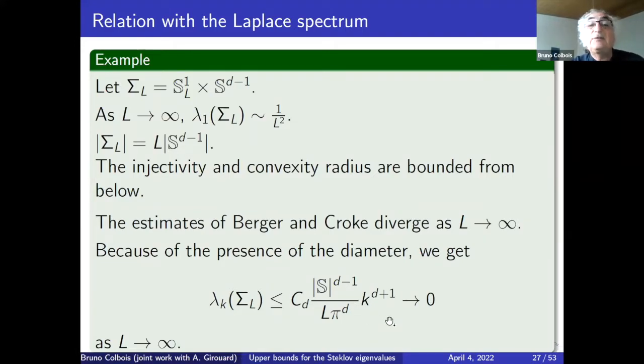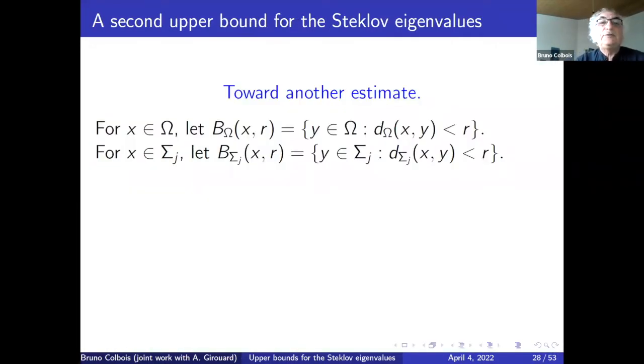So you see that it's very good because it shows that it goes to 0, but it's not optimal in the sense that here we have 1 over L and here this is 1 over L squared. So this was for the first inequality. And I will move to another estimate.